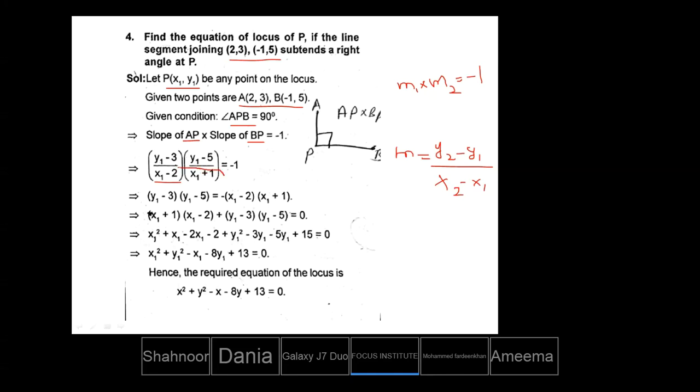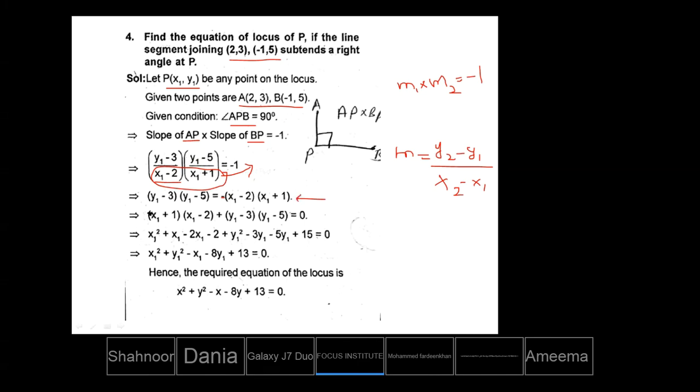Now, multiply this to this side and you will get y1 minus 3 into y1 minus 5 is equal to minus of x1 minus 2 into x1 plus 1. Now send these to that side. Then you will get x1 plus 1 into x1 minus 2 plus y1 minus 3 into y1 minus 5 equal to 0. Now open this bracket.